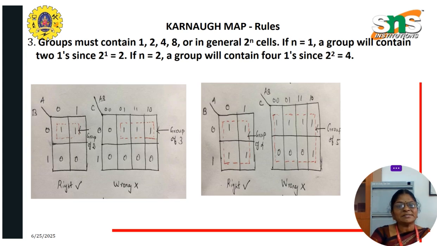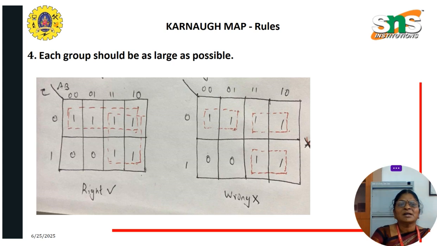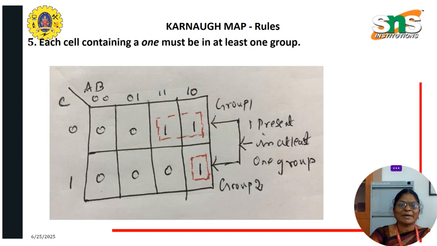And the groups must contain 1, 2, 4, 8 cells, like pair, quad and octet. It should not have an odd number of ones. The group should be as large as possible. So we have to check first whether there is any octet, that is 8 ones adjacent to each other. If there is no octet, then we have to come for quad, that is 4 ones with adjacent sides. If not, only then we have to go for pair.